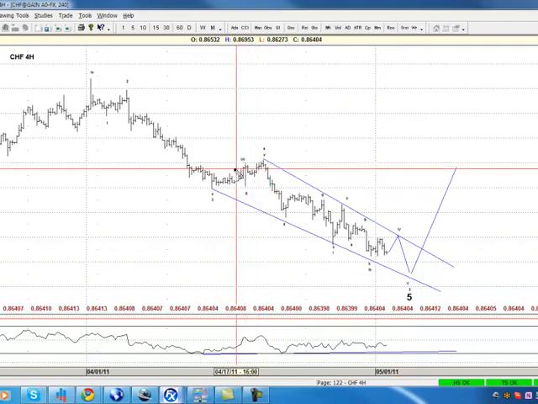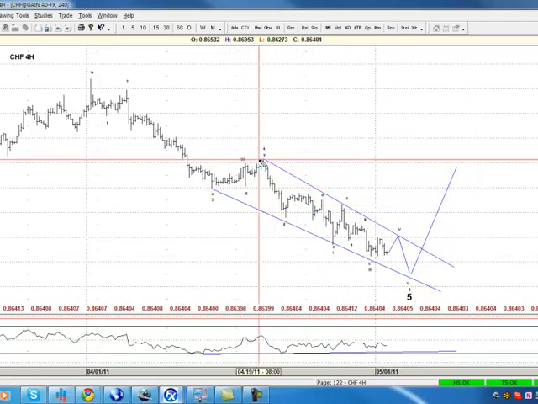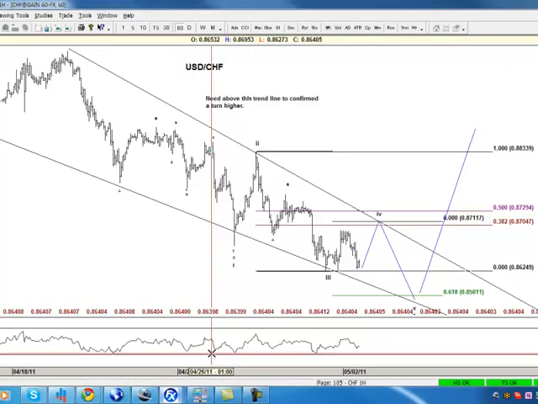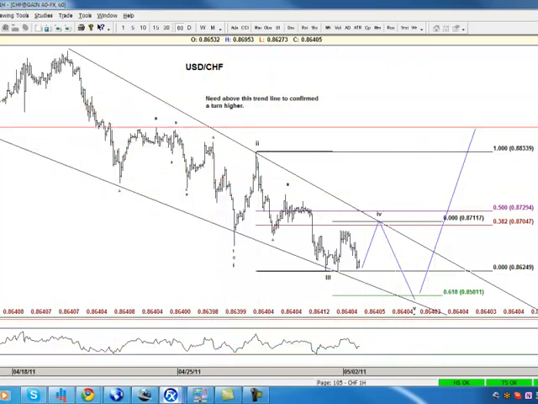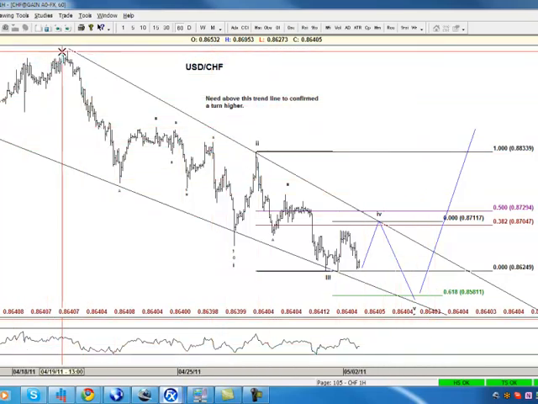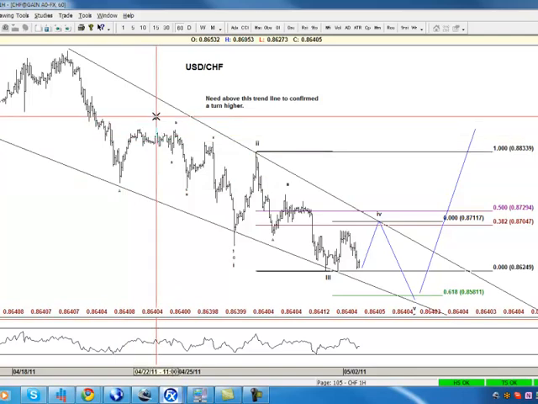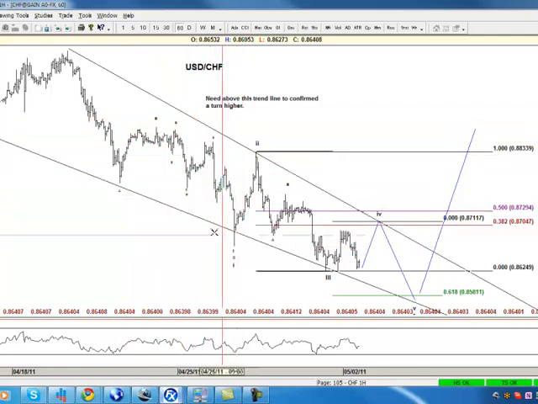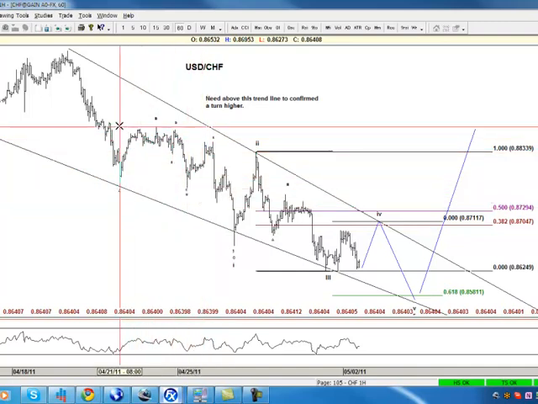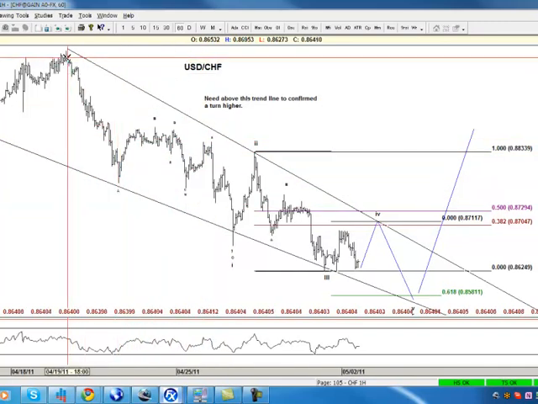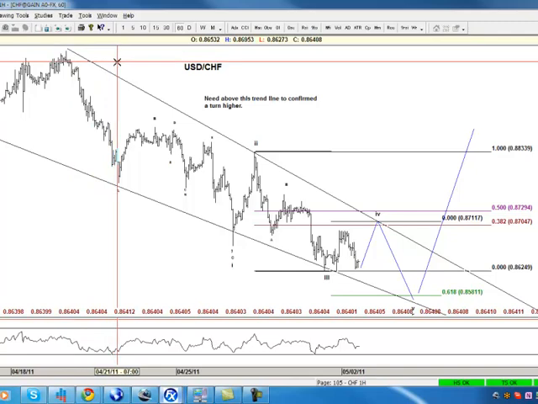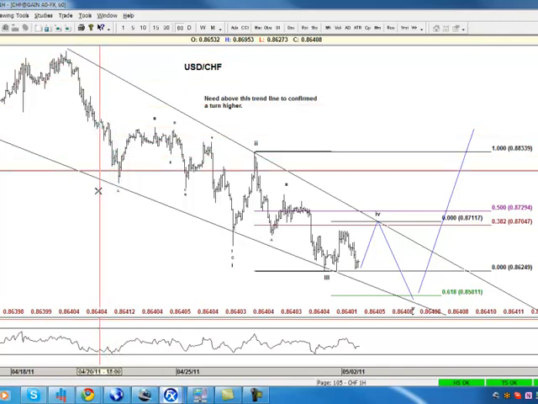Now, let's see the same structure, this structure right here, in 1 hour. In 1 hour, this is what we get. The 0.34 right here, and I want you guys to concentrate also on the RSI. Look, A, B, and then C. I'm labeling like this because the ending diagonal can be a 3-3-3 series. And then if you guys see from here, we don't get divergence. That's telling me that this is a three-wave move.